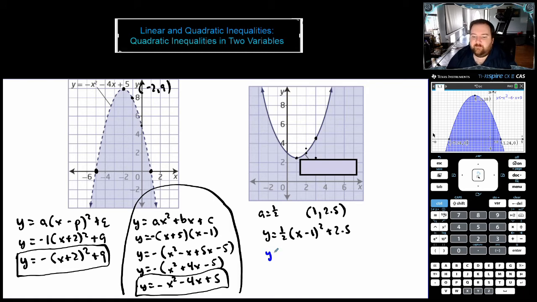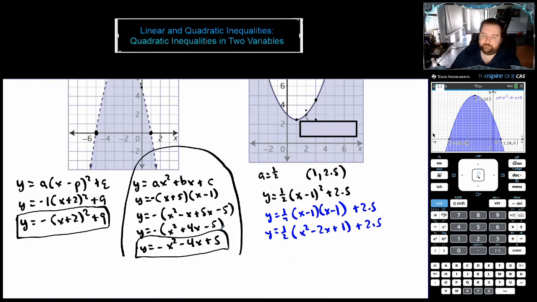So we're going to have y equals 1/2 (x minus 1) squared plus 2.5. But I'm actually going to expand the square. Now I'm going to factor this. So y equals 1/2 (x squared minus 2x plus 1) plus 2.5. Okay, now I'm going to distribute the 1/2.